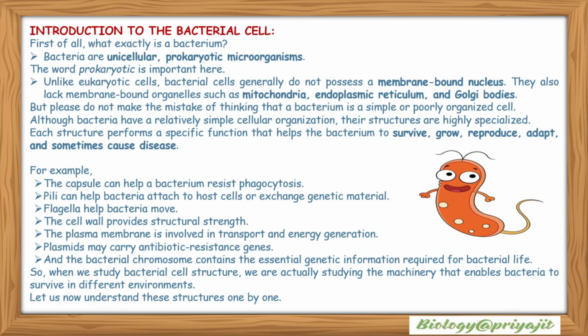For example, the capsule can help a bacteria resist phagocytosis, pili can help bacteria attach to host cells or exchange genetic material, flagella help bacteria move. The cell wall provides structural strength, the plasma membrane is involved in transport and energy generation, plasmids may carry antibiotic resistant genes. And the bacterial chromosome contains the essential genetic information required for bacterial life. So when we study bacterial cell structure, we are actually studying the machinery that enables bacteria to survive in different environments. Let us now understand these structures one by one.